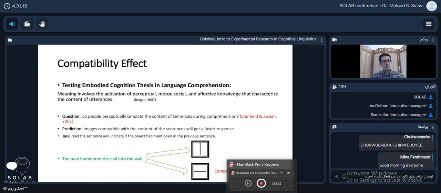So they designed an experiment and asked the participants to read the sentence and indicate if the object following the sentence has been mentioned in the sentence or not. If you notice the rationale of this task, both images should get a yes response because it's been mentioned in the sentence. But the response to the second one should be faster because it is compatible with the content of the sentence. In fact, if participants simulate the content of the sentence, so they make a mental image of the sentence, it should be compatible with a horizontal nail. And, in fact, it was what they found.